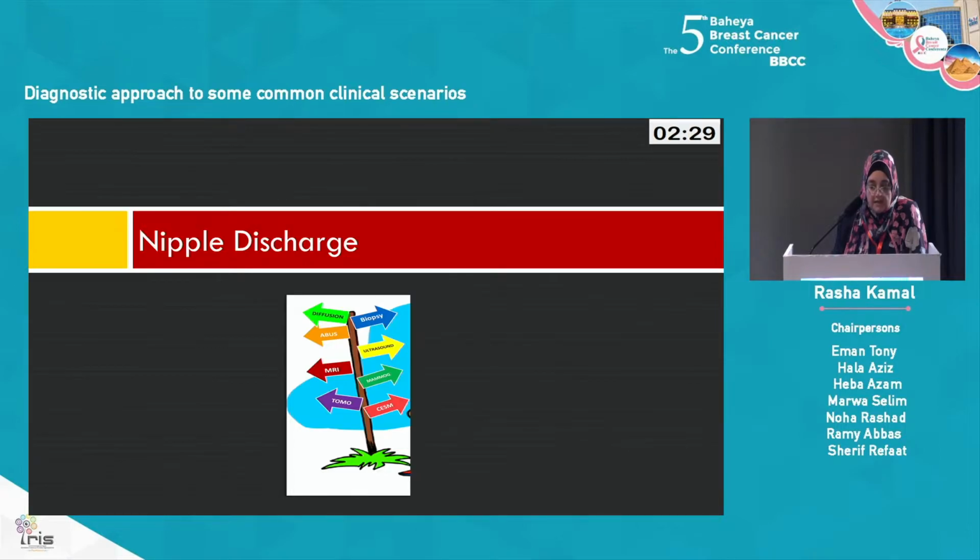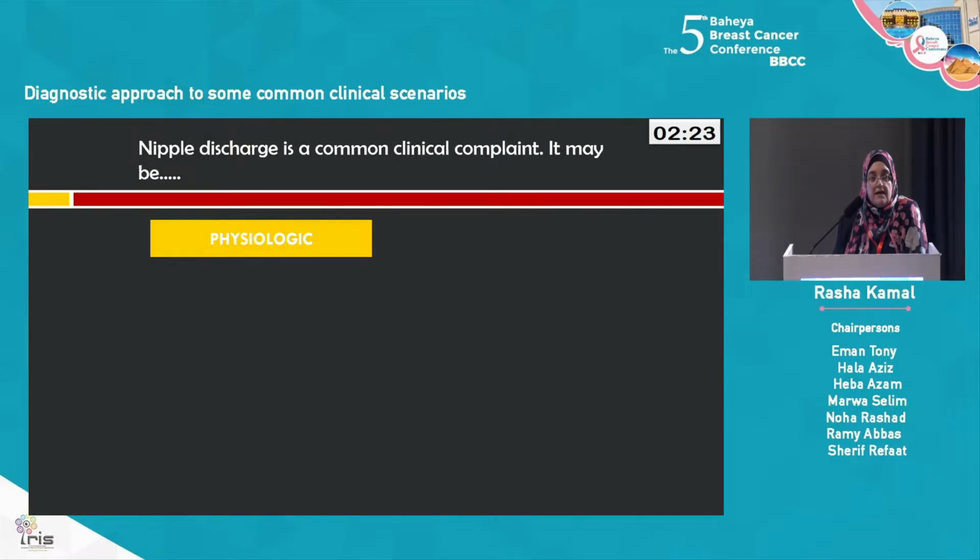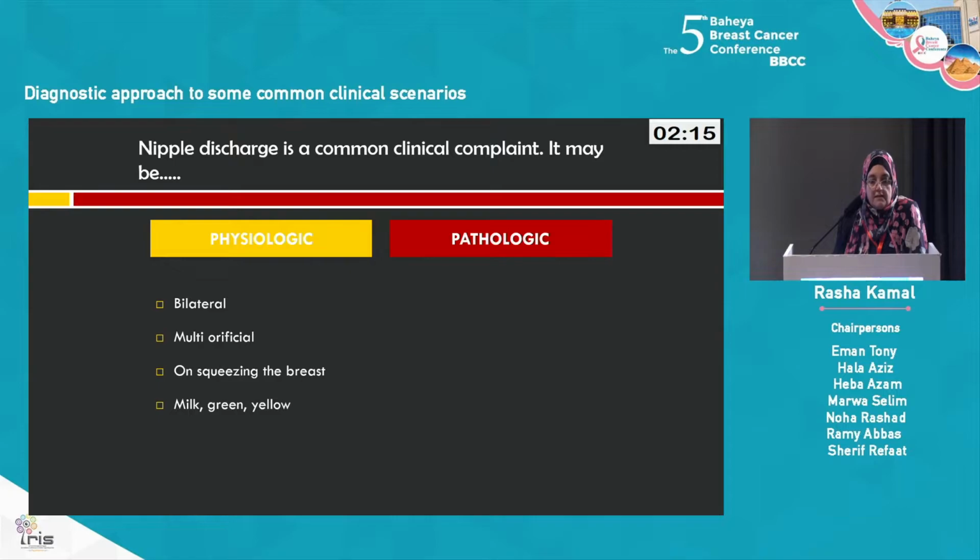The last station is the nipple discharge. Nipple discharge is also a common clinical complaint. It might be physiologic or pathologic. Physiologic nipple discharge is usually bilateral, multi-orificial, occurs on squeezing the breast. It is milky, green, or yellow, and may accompany duct ectasia, mammary adenosis, or some inflammatory lesions.